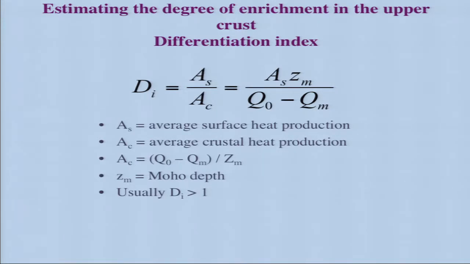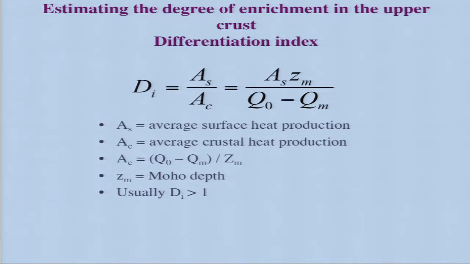And DI is usually larger than 1. That means that the surface heat production is much larger than the average. And so the crust is vertically segregated with an enriched upper layer overlying a depleted lower layer. And that's a nice trick, very easily done. And that's the best thing we can do.